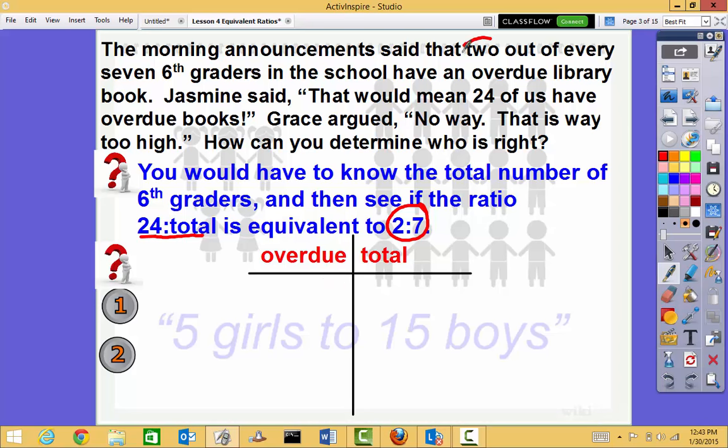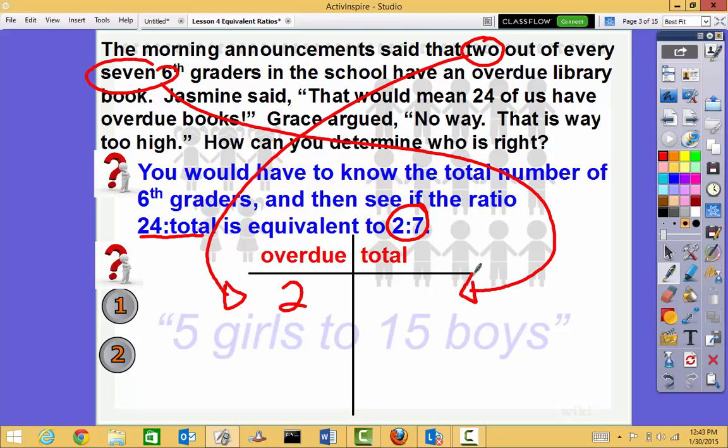Well, I see it says there's 2 overdue books, so that's going to be part of my overdue. And I see they're saying every 7, so that's going to be my total. There's 7 total 6th graders, 2 of them are missing it. And next we need to find out, well, if there's 24 overdue, how many total ones do we have? Well, what we need to do is figure out what goes in here.